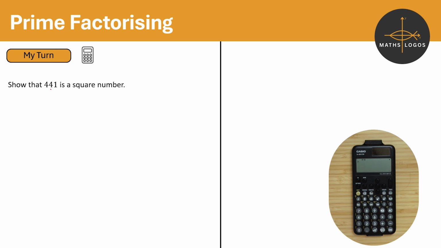Okay, let's look at our next example. Show that 441 is a square number. Now, one way we could do this is to take the square root of 441. And if this gives us a whole number, then we know 441 is a square number.